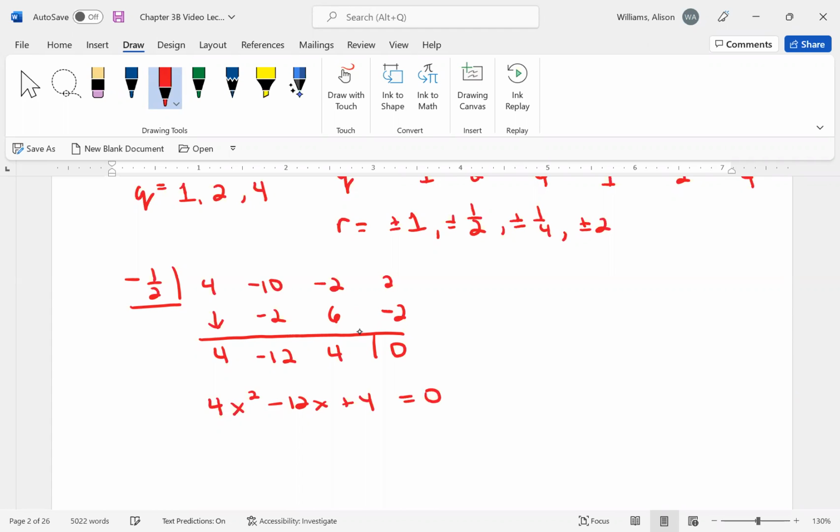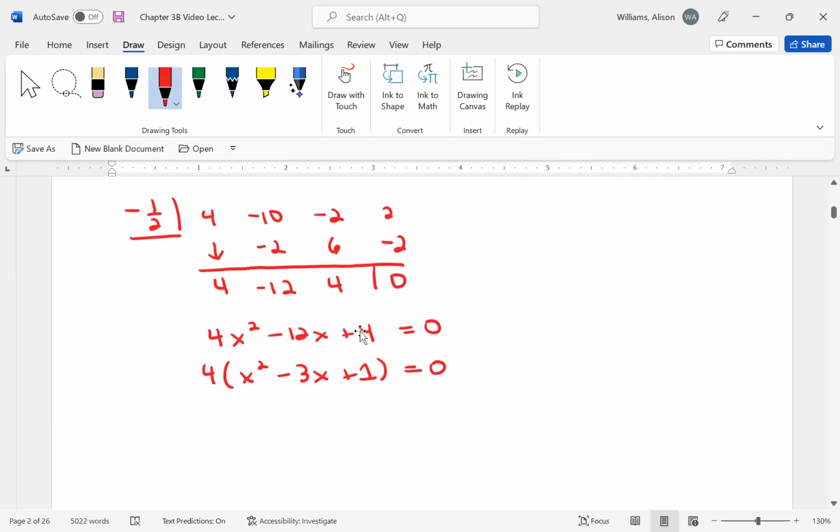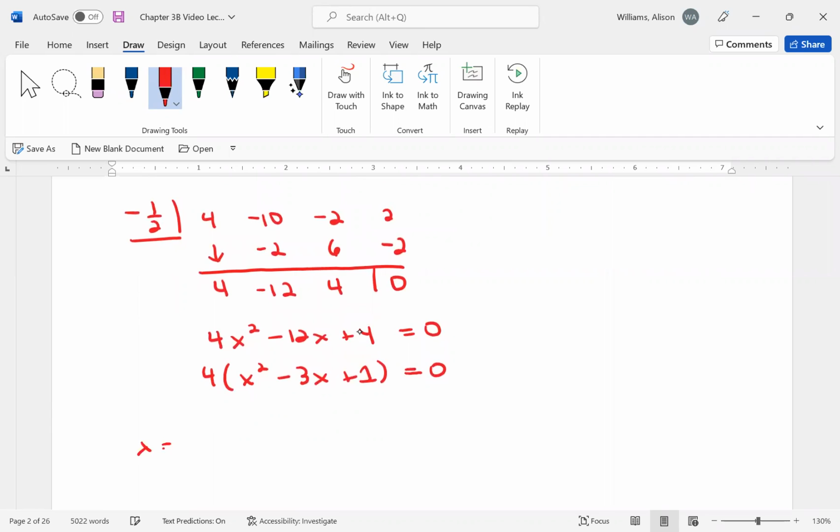I'm going to factor out the greatest common factor, which is a 4. x squared minus 3x plus 1. Okay, are there two numbers that multiply to be 1, but add to be -3? That does not exist. So I'm going to have to use the quadratic formula. Okay, so x equals, and I'm using, by the way, the quadratic formula on just what's inside here. I'm going to ignore the 4. There's no reason to include it in the quadratic formula.